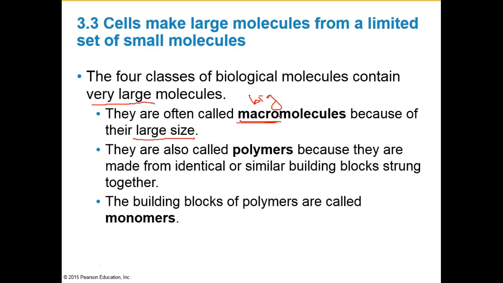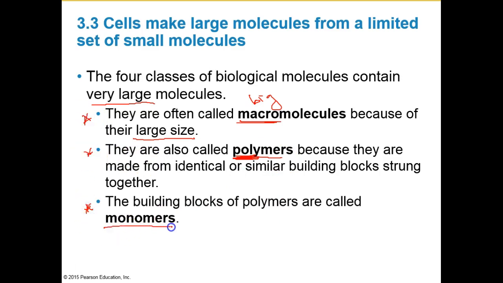They're just big molecules. We also call them polymers because they're made from identical or similar building blocks strung together. Right? So we call them a polymer. You might have heard that word before in a different context, but for polymers we just have repeating units, so it's going to be made of many. Okay? And the building blocks that we have for polymers are called monomers. So all of these are good important definitions to know.